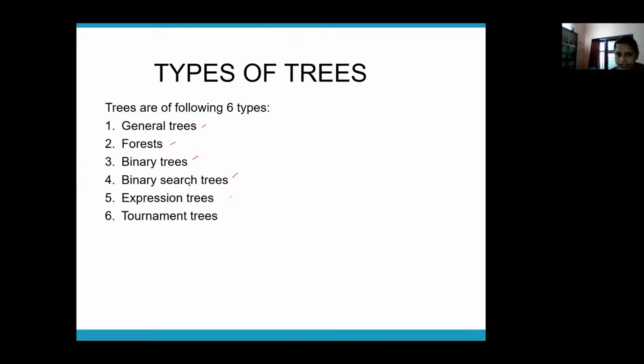Okay, you have to study the implementation, that is a program, for only this one. Only that is mentioned in your syllabus. So we'll also be having a look at the implementation of binary search trees. Apart from that, you just have to understand what all these are. So what are the different types of trees? There are general trees, forest, binary tree, binary search tree, expression tree, and tournament trees. Okay, let's see what all these are about.